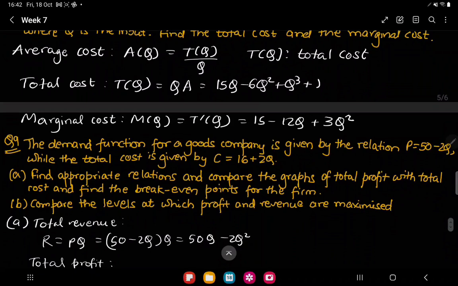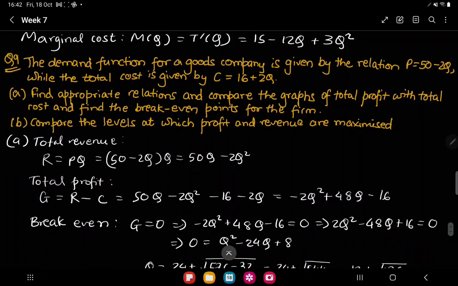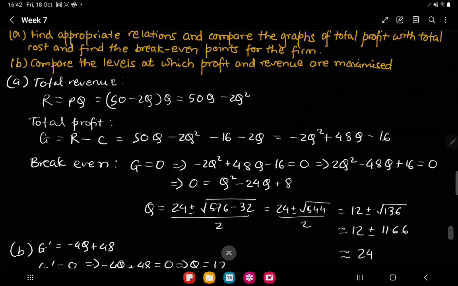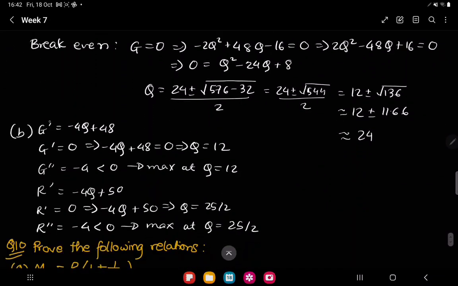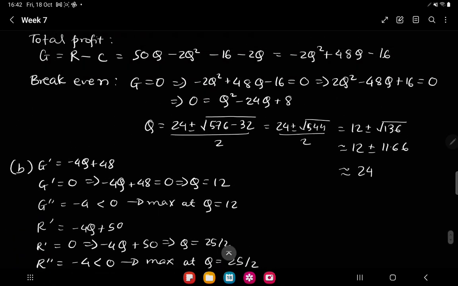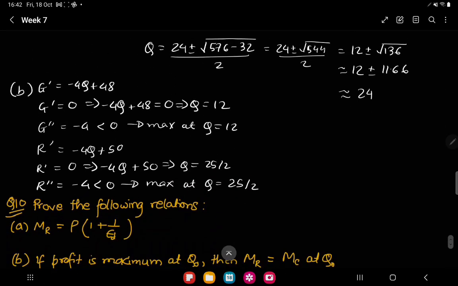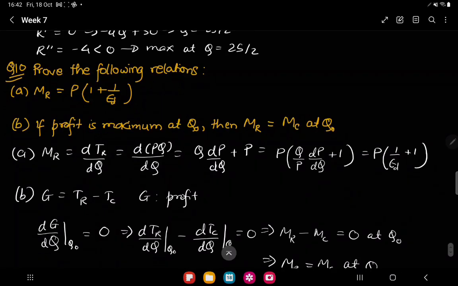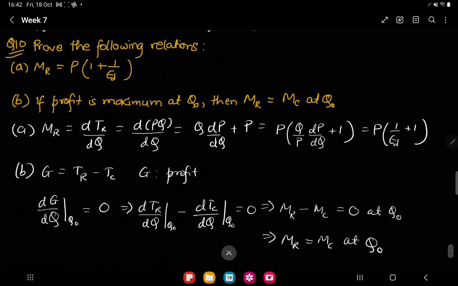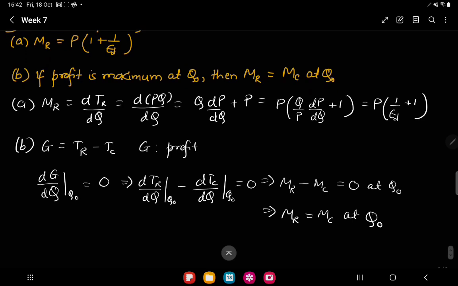Once again, average cost, total cost, marginal cost, the revenue, the profit. And then to maximize the profit, we find the derivative of profit. To maximize the revenue, we find the derivative of revenue. Marginal revenue, this is once again the derivative of the total revenue.